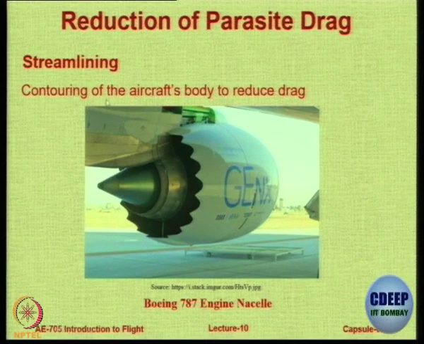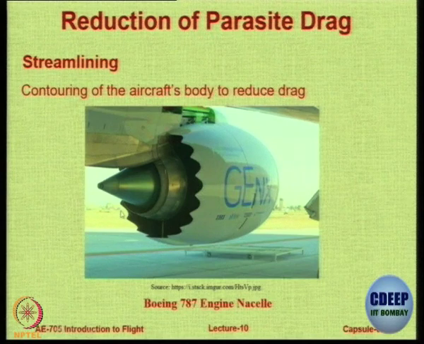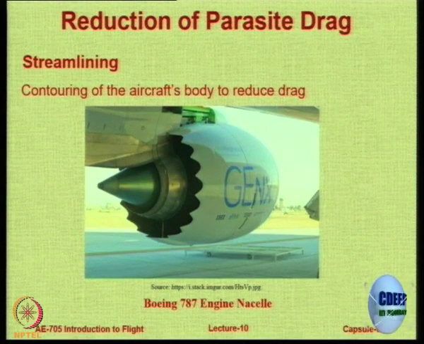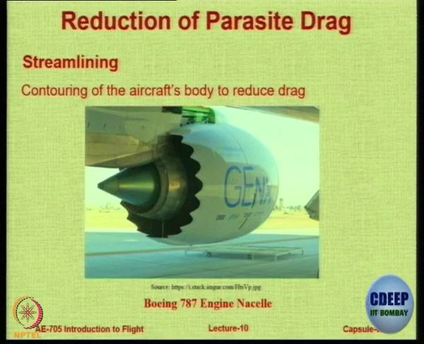But you see on the back there are some serrations. Okay. So now why are these serrations provided? Does anybody know? This is an engine of Boeing 777, I think, and it is also there in 787. Yes. Those are chevrons. Okay. They are used to reduce the noise.